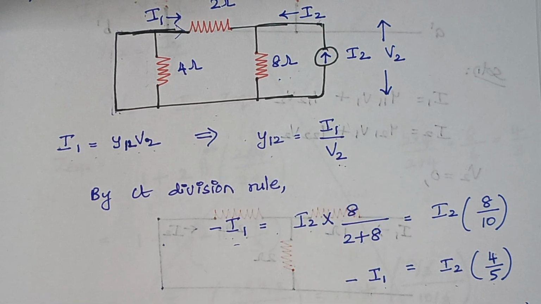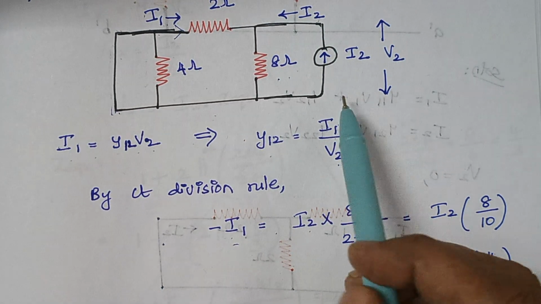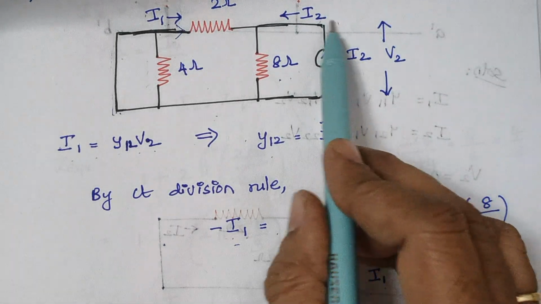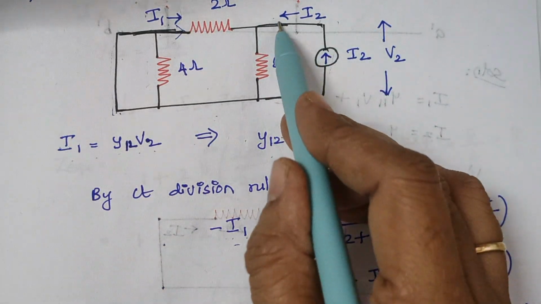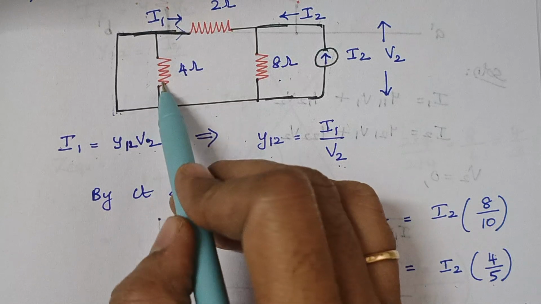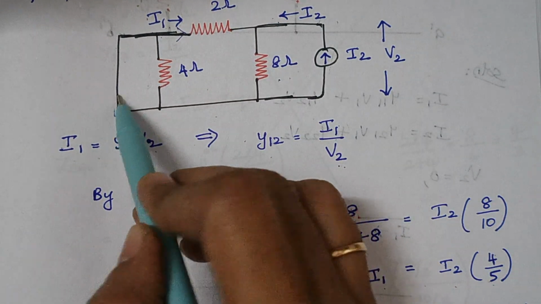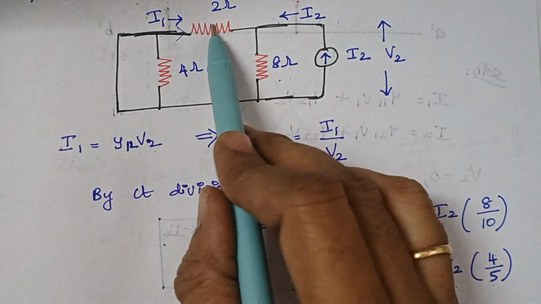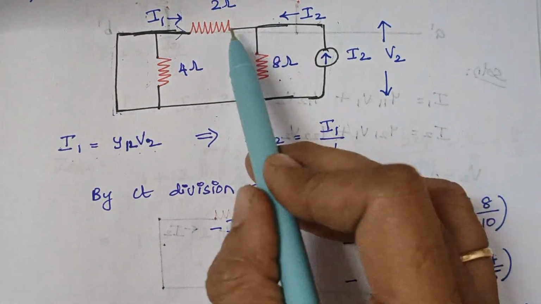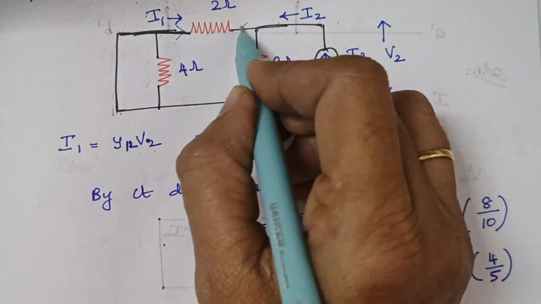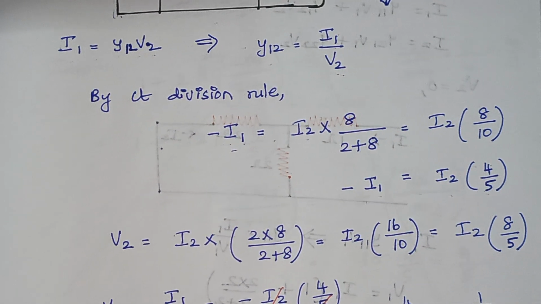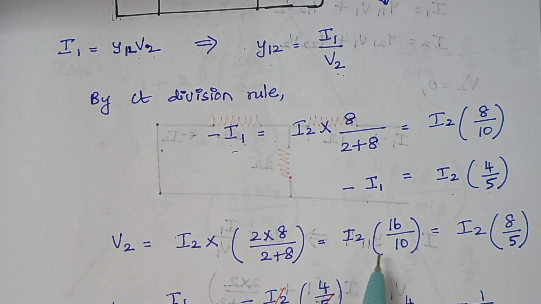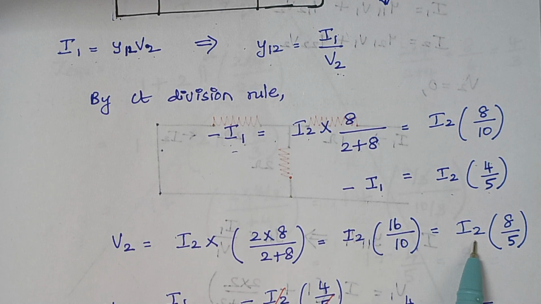So V2 is given by I2 into impedance. How to calculate the total impedance here? Again, this 4 ohm is rejected as this input port is short circuited. So the impedance is 2 into 8 divided by 2 plus 8, because these two are parallel. At this node, the I2 gets divided into 2. So V2 is given by I2 into 2 into 8 divided by 2 plus 8. Once you solve, we end up with the answer I2 into 8 by 5.